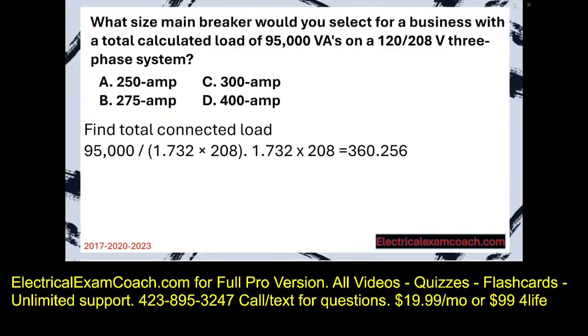Because of the geometric nature of three-phase, we have to take that 208 and multiply it by the square root of 3. The square root of 3 just so happens to be 1.732. Once we work that math out, we end up with 360.256. It seems like a lot of work on the front end, but you'll trade this little bit of math for what this is getting ready to provide for us.